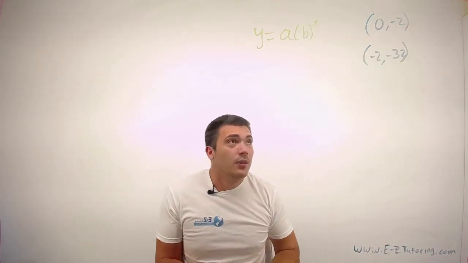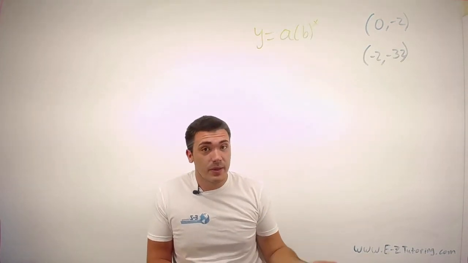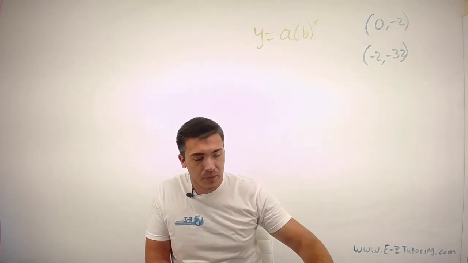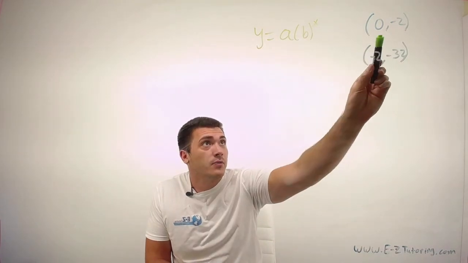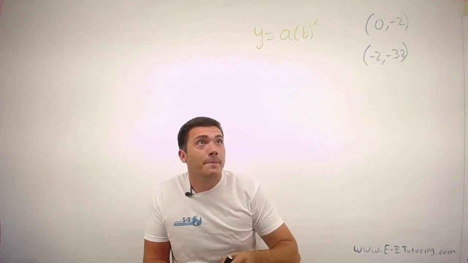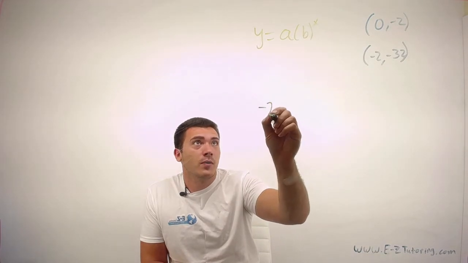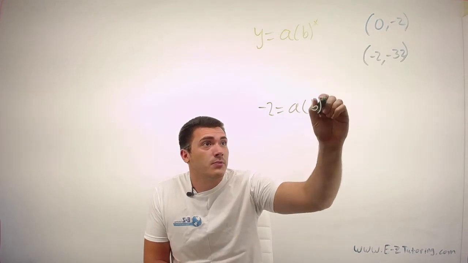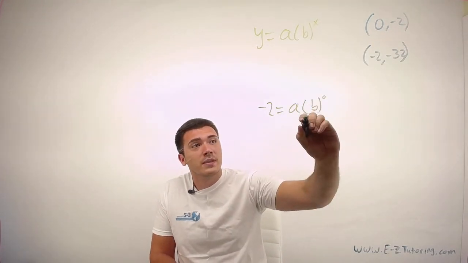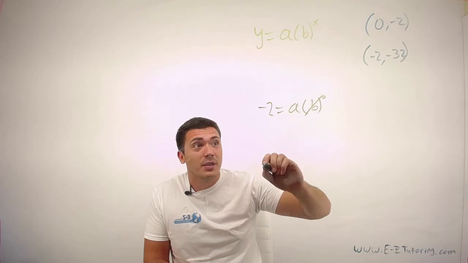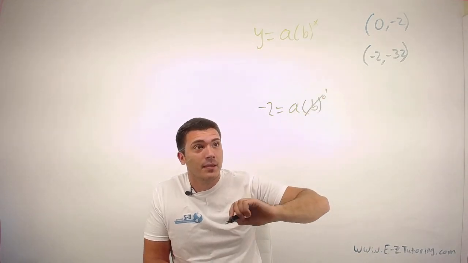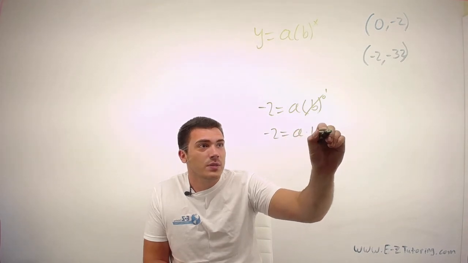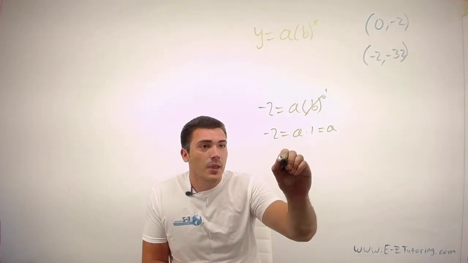Okay, so we once again know that we just need to make 2 equations, one with this point and another one with this point. If we plug in 0 for x, we should get -2 for y. So -2 for y equals a times b to the x, which is 0. And once again, we know that this crosses out and becomes 1, right? So this is simply -2 equals a times 1, which is equal to a. So a is -2.